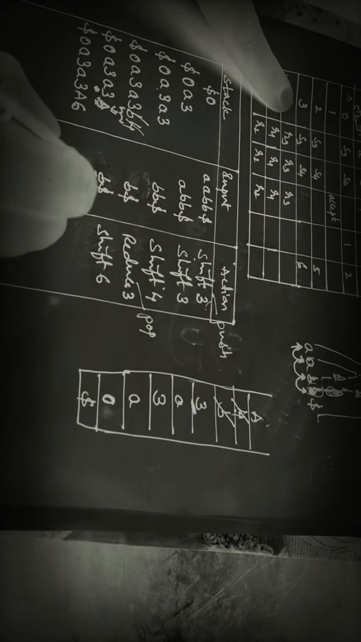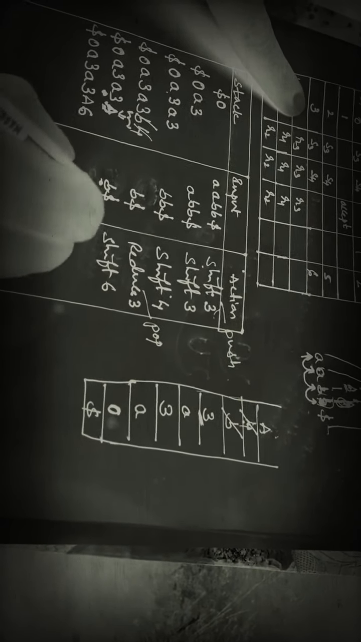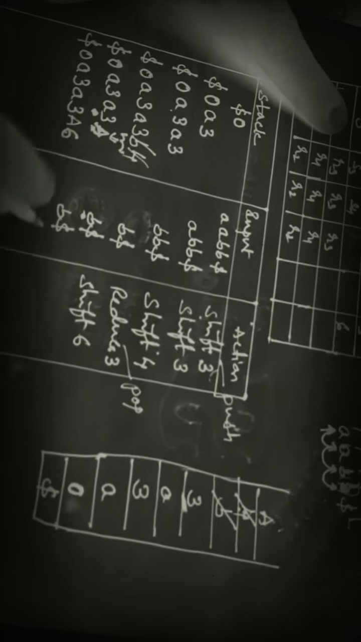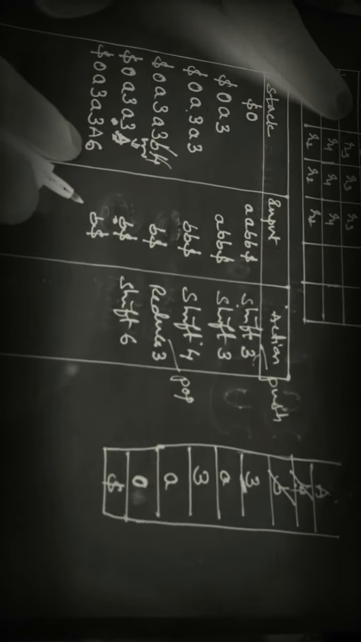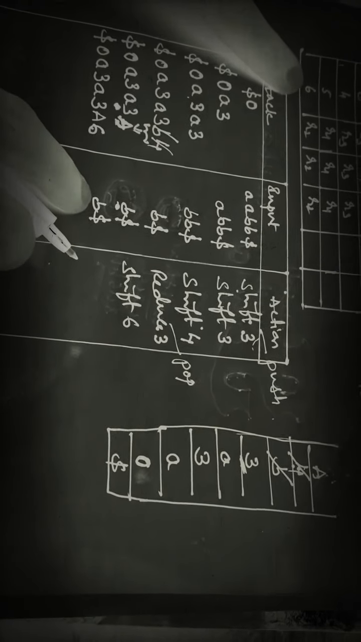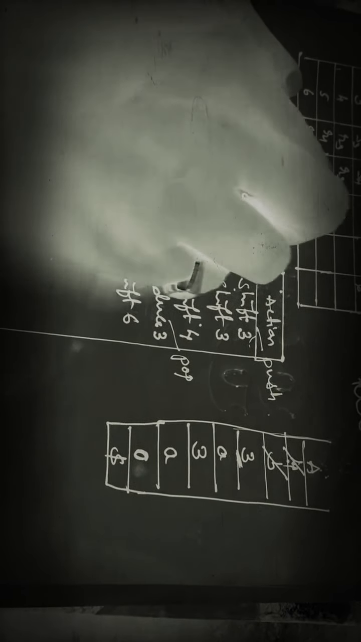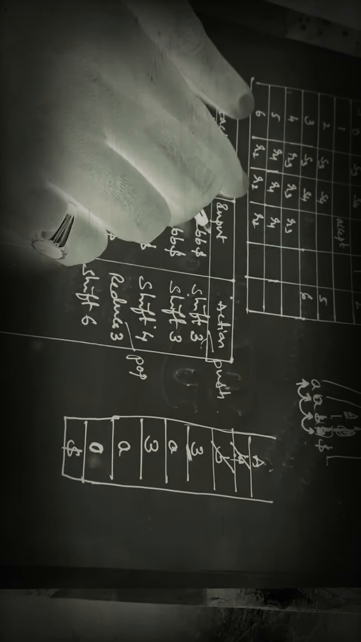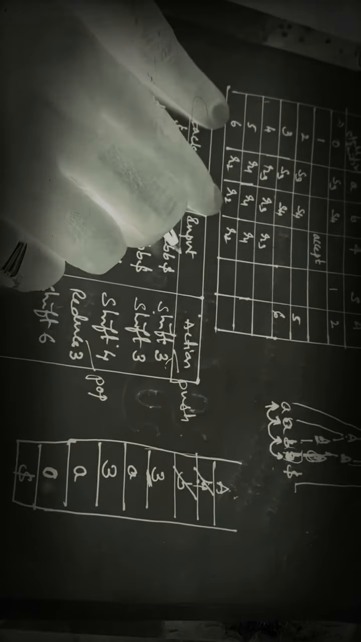A6. It will shift. Okay. The input tape still contains B $. Now what is the top of the stack? Top of the stack is 6. 6 on B, go to 6. 6 on B is what? It is telling us to reduce using the line number 2.